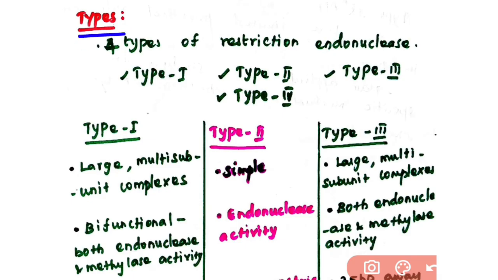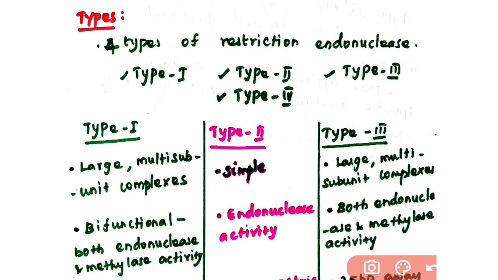Okay. Next, let's see types of restriction enzymes. You have 4 types of restriction endonucleases: type 1, type 2, type 3 and type 4. Type 1, type 2, and type 3 cut DNA at or near specific DNA sequences, but type 4 restriction endonucleases cleave modified DNA such as methylated, hydroxymethylated and glucosylated methylated DNA.